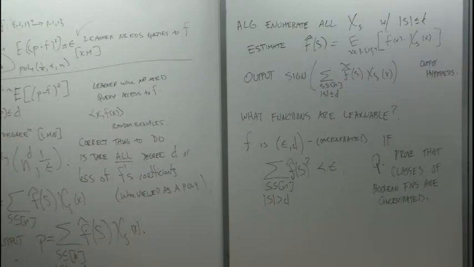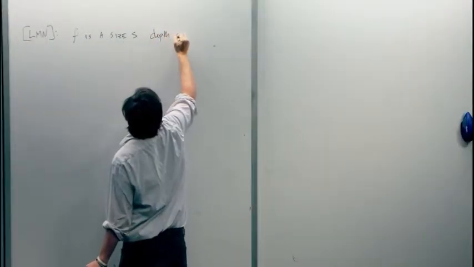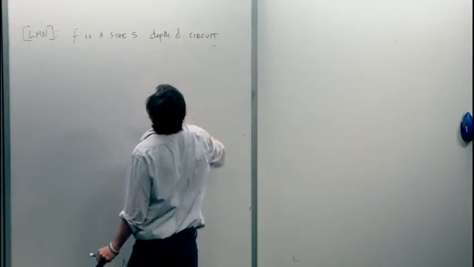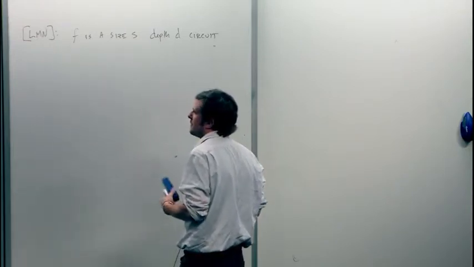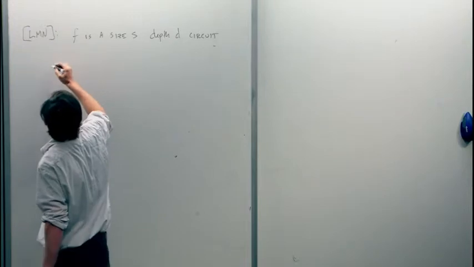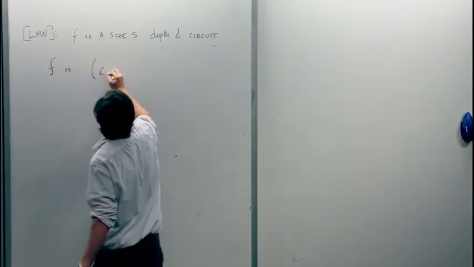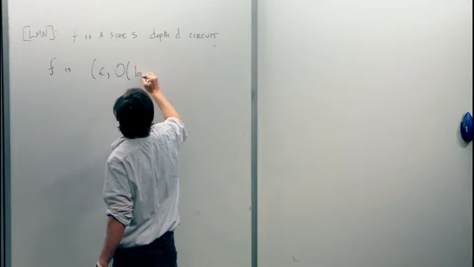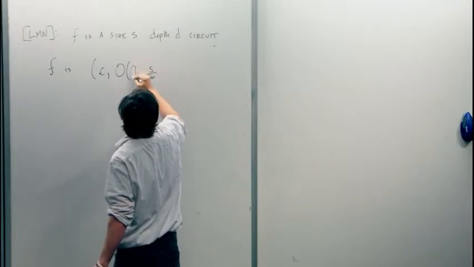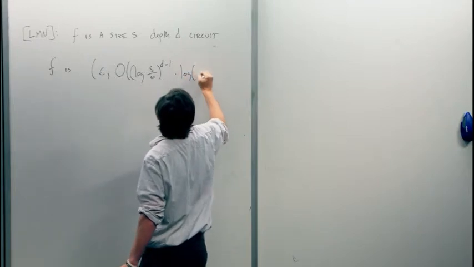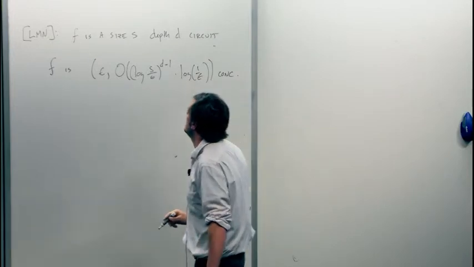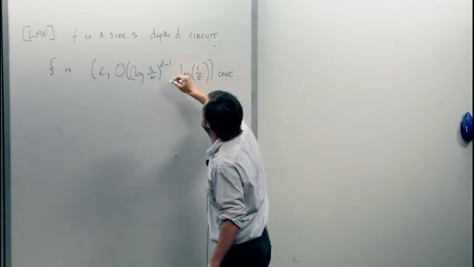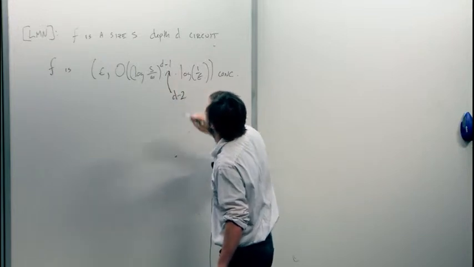is that if f is a size s depth d circuit, okay, this certainly encompasses decision trees. DNF formulas would be depth 2. Then f is epsilon concentrated on order log s over epsilon to the d minus 1 times log 1 over epsilon. And Johann actually improved this exponent to d minus 2.